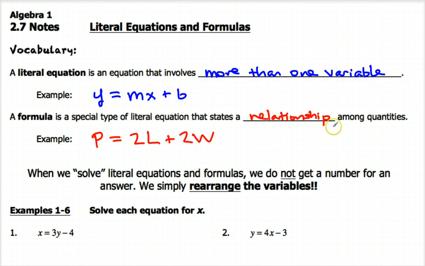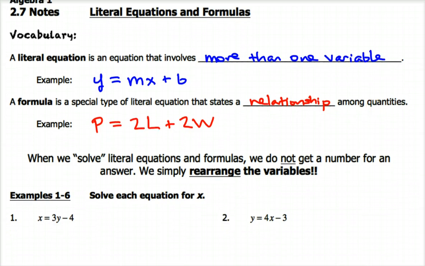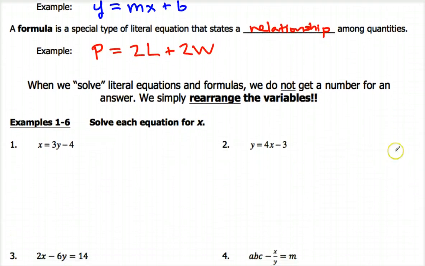So just like we can solve regular equations for x, we can also solve literal equations and formulas. The only difference is we don't actually get a number for an answer. None of the problems in this first set of examples are going to give you x equals 4 or x equals 3. All we're going to be doing is rearranging or shuffling the variables in order to isolate a different variable. So for example 1 right here, we want to solve each of these equations for x.